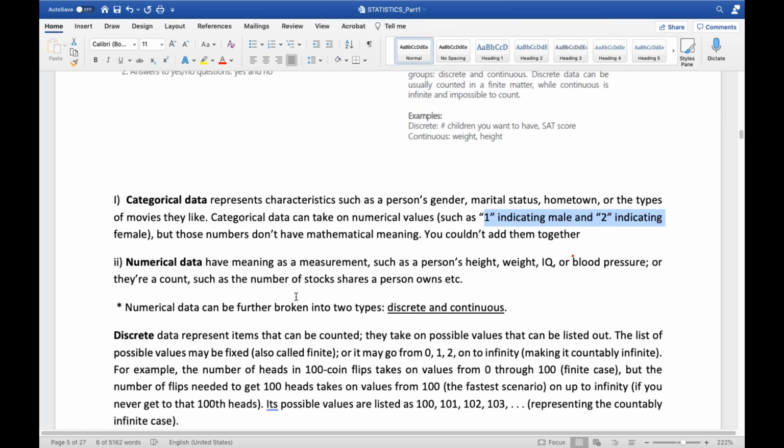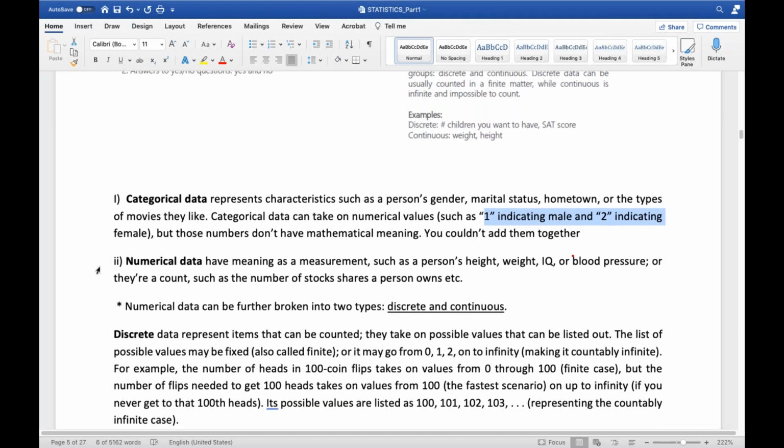If you see gender as 1 and 2, is it numerical data? No, it's not numerical data. It is numbers which indicate categorical data. There is no mathematical intuition at all. You could not add them together. Don't add them, it's a blunder mistake you should never make in your life.